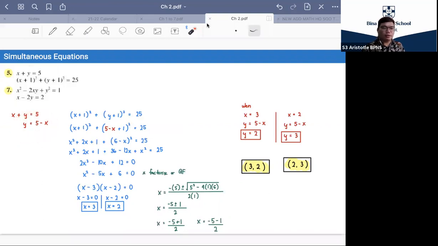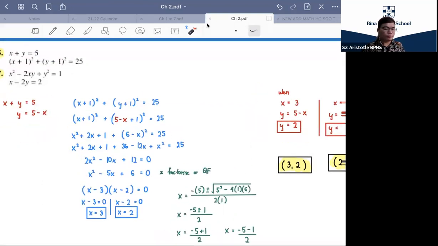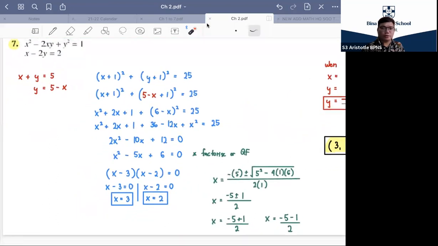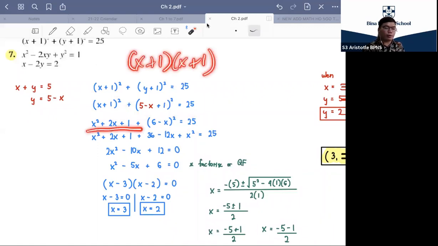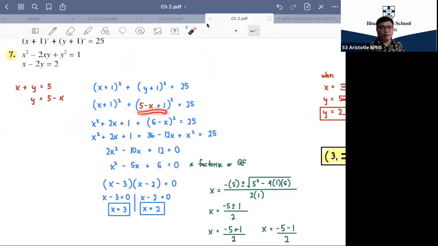Okay. So in this case, let's go back to our question. All right, let me zoom in because I think it's too small. All right, so from here, what do we do now? So we expand this. Okay, so x plus 1 times x plus 1, x plus 1. So you get x squared plus 2x plus 1. All right, so from here, it becomes this one.